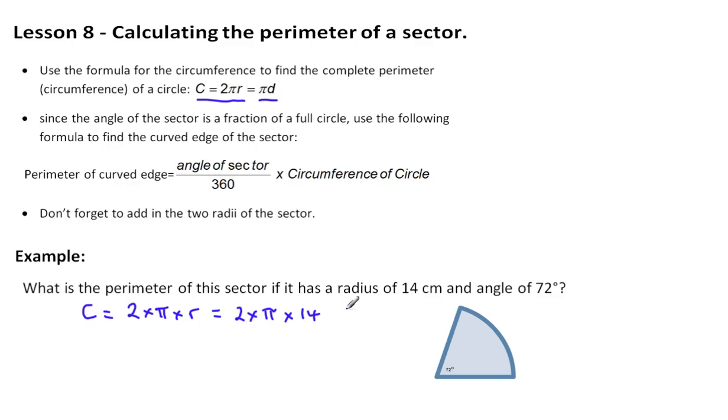Now I'm not going to work this out just now because I'm going to use this as the full circle circumference. Now in the next step we see we want the angle of the sector over 360. We want a fraction of the full circumference, so we want this part of it. So the arc length is what we want. The arc length is equal to, now the fraction is 72 degrees over the full circle 360 degrees times by our circumference, 2 times pi times 14.